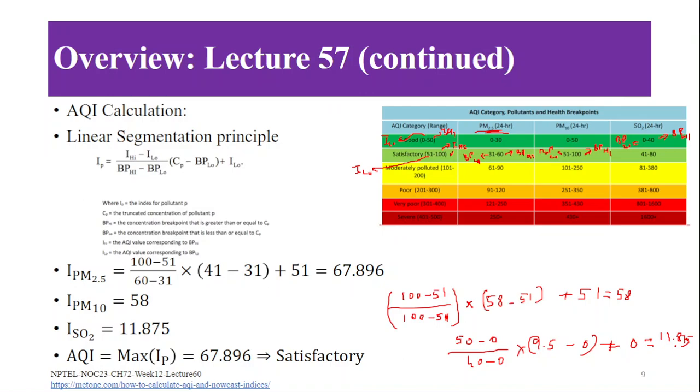Yes. So now we know the IP. IP denotes the subindex for a pollutant P. So we need to find out now. We now know the subindexes for different pollutants.